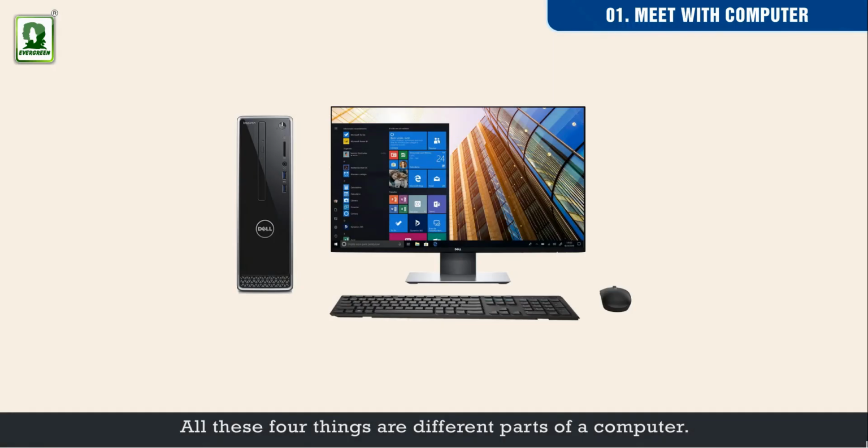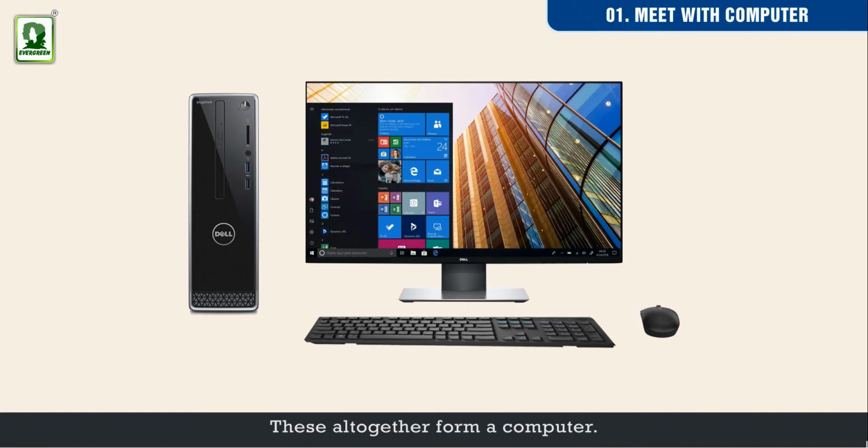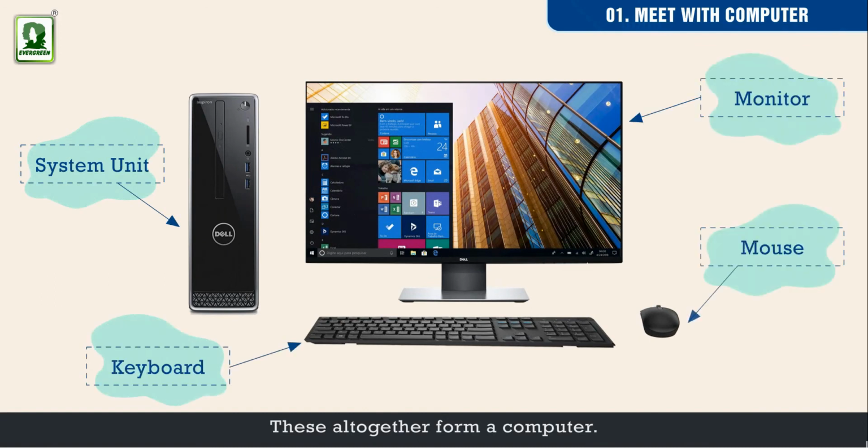All these 4 things are different parts of a computer. These all together form a computer. System unit, keyboard, monitor, mouse.